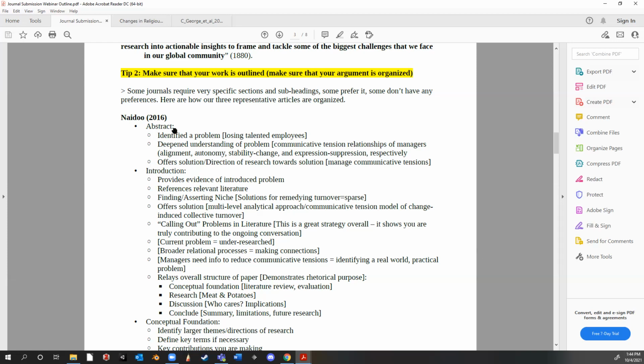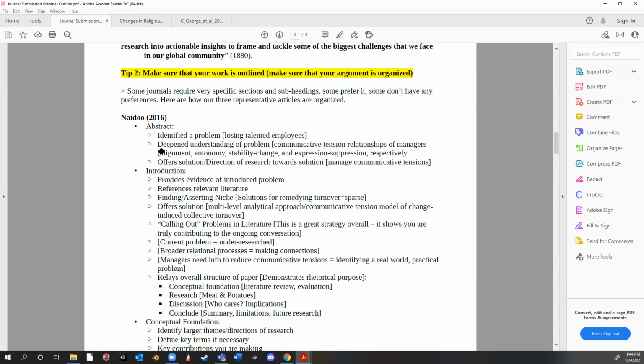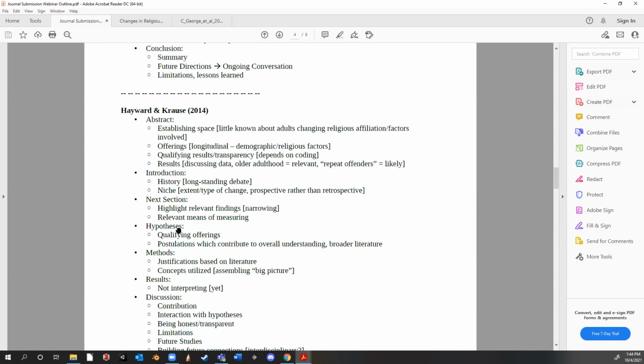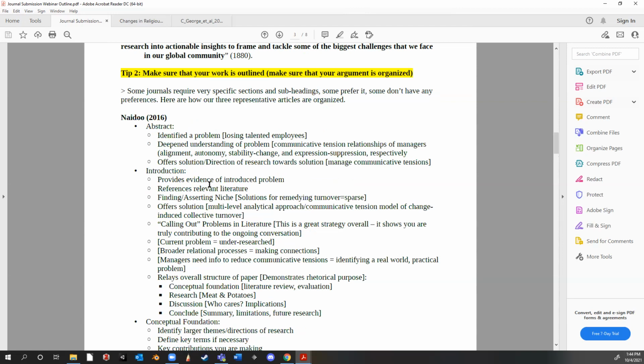And so we have, in this case, taken each of the journal articles, so I do 2016, Hayward and Krauss, 2014, et cetera. We split up and really reverse outline them to show the different kinds of outlining structures that they use, just to show you that there are some commonalities between them.